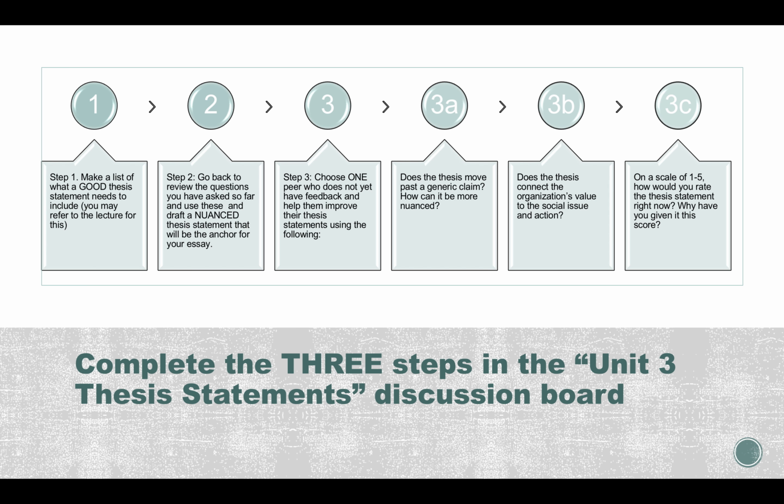Step 2 is you're going to go back and review the questions you have asked so far and use these and draft a nuanced thesis statement that kind of answers your question, that can be an anchor for the essay. And step 3 is you're going to choose just one peer who does not yet have feedback, so look for someone who doesn't have feedback, and help them improve their thesis statements doing the following.